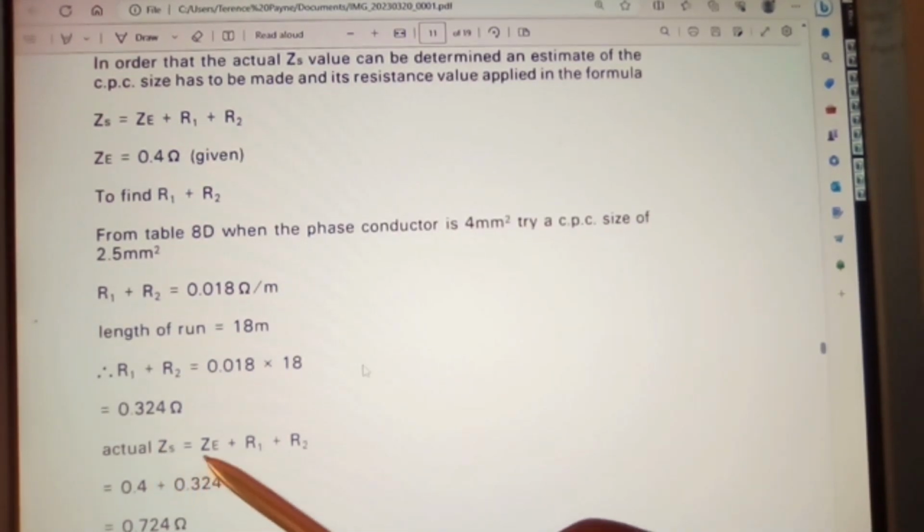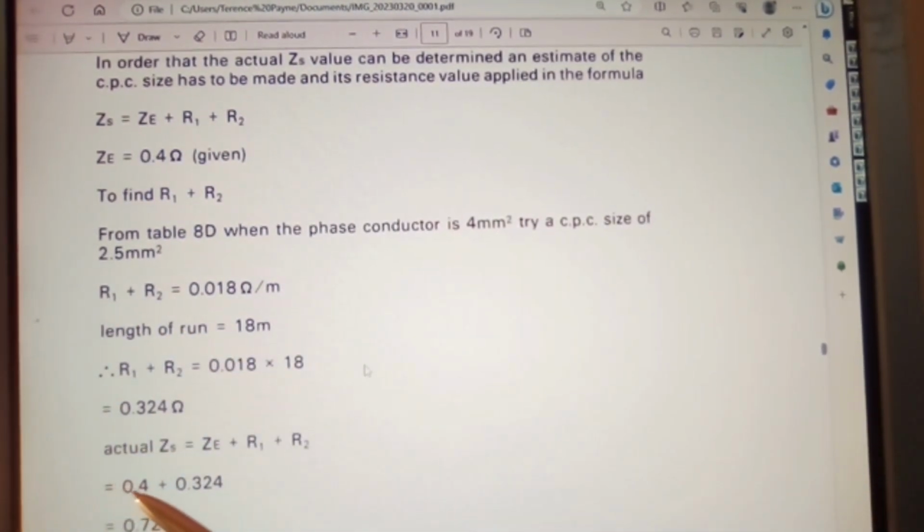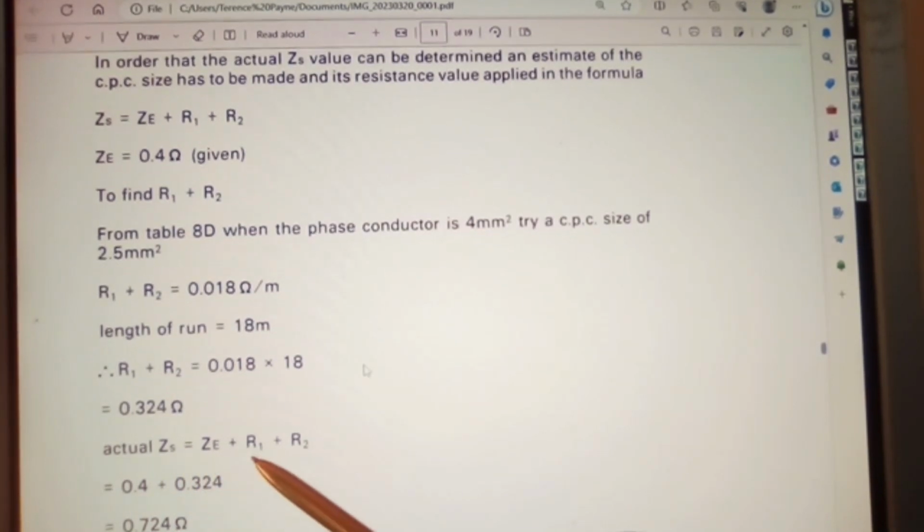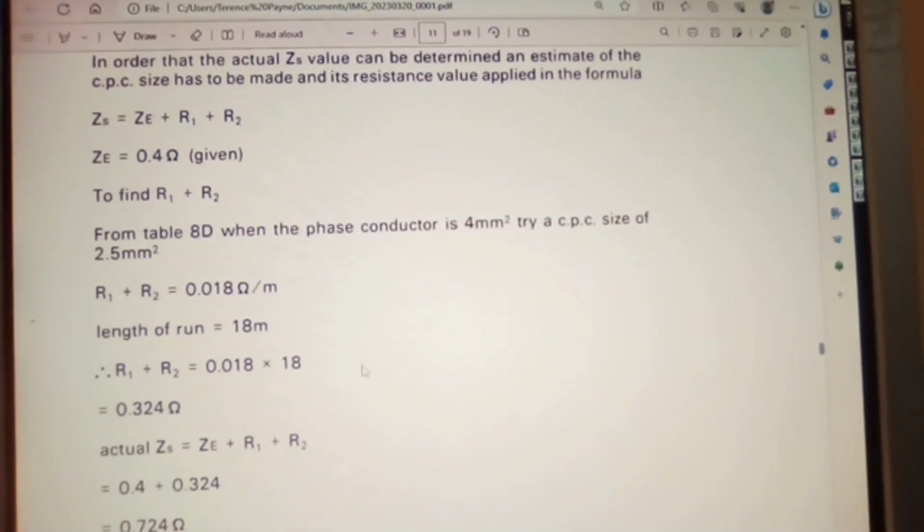Actual ZS equals ZD. This you can do for yourself. Actual ZS equals ZD plus R1 plus R2 equals 0.4 plus 0.324 ohms equals 0.724 ohms. Okay.